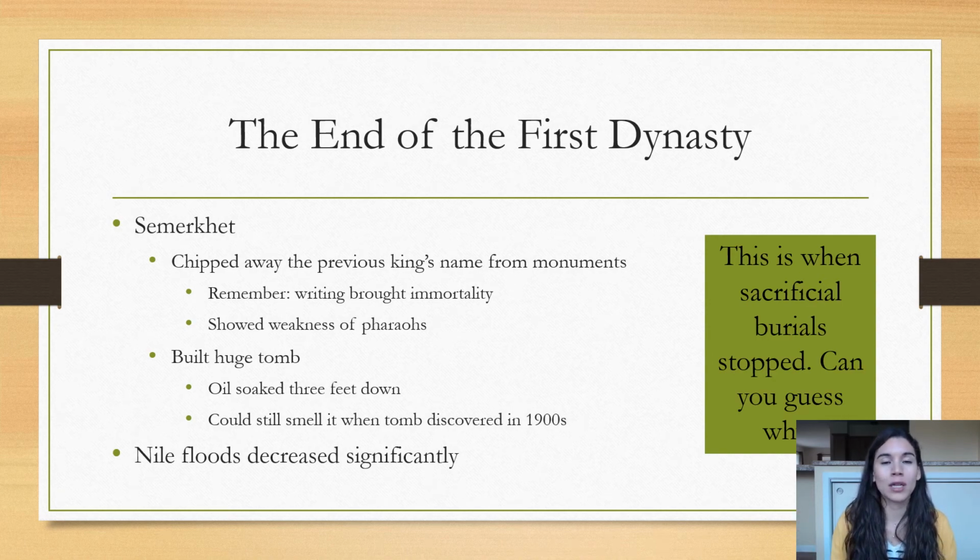one of the reasons the First Dynasty ended was because the Nile floods decreased significantly, and scientists believe that this was due to some kind of climate change that happened. Remember, we discussed how the Nile River flooded every year, and this made Egypt very fertile. And so when these floods decreased, obviously that's not going to be good for farming and for planting.